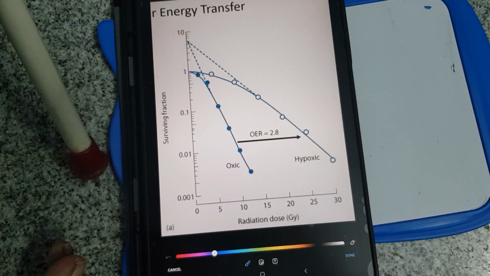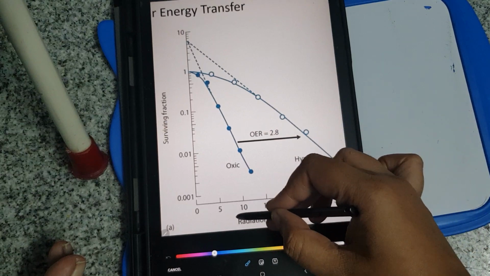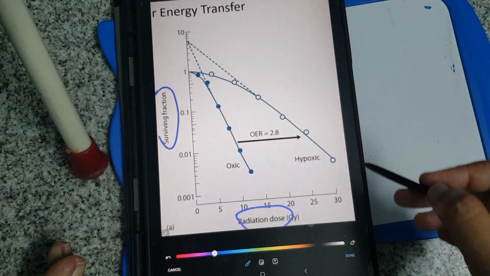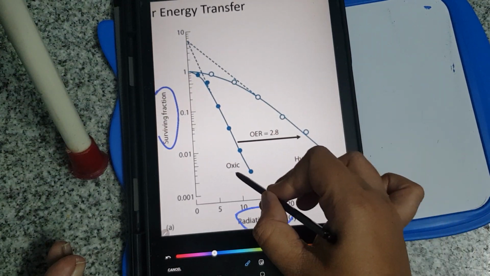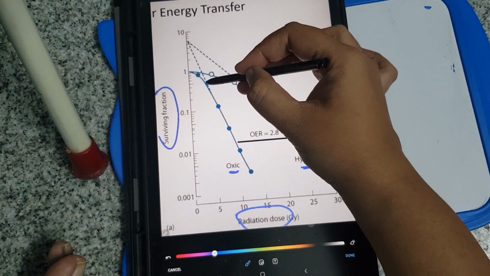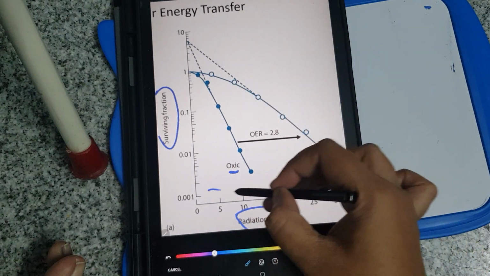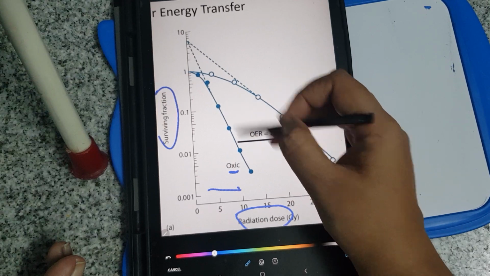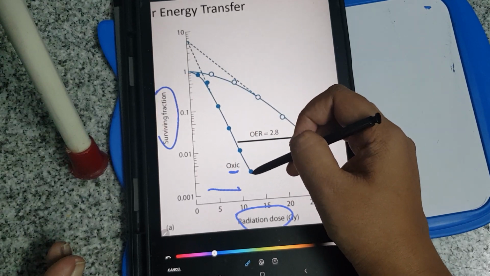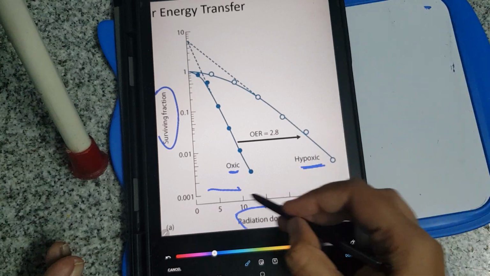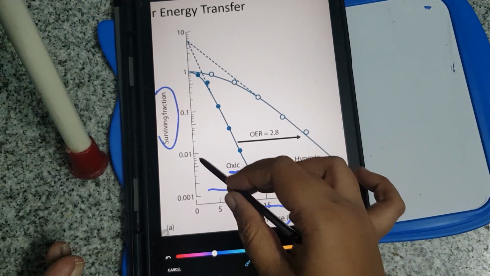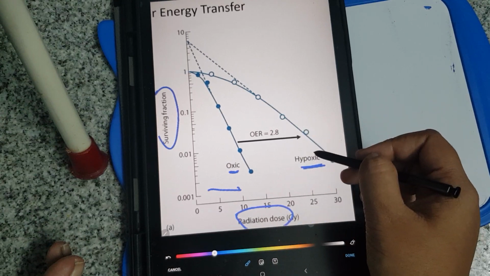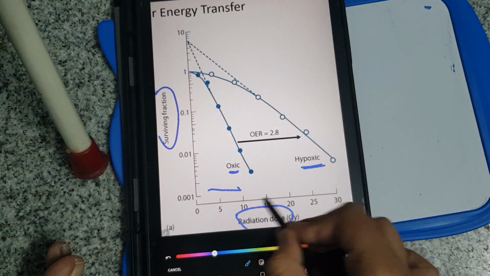Okay, this is the radiation dose in gray, and this is the surviving fraction on the y-axis. This is for the hypoxic cells and oxic cells. Oxic cells have good oxygenation. As you increase the dose, the surviving cells become lesser and lesser. As the surviving fraction decreases, the dose required is a little bit more. But if you take hypoxic cells, the dose required is very large.